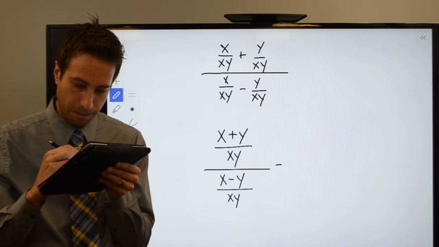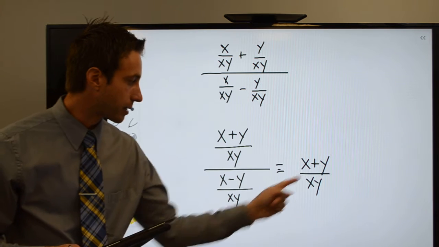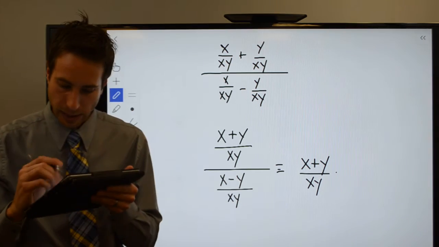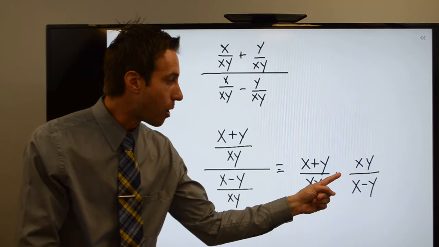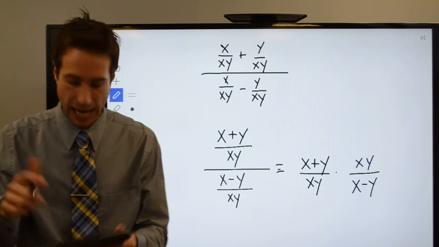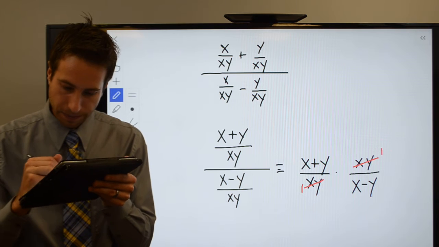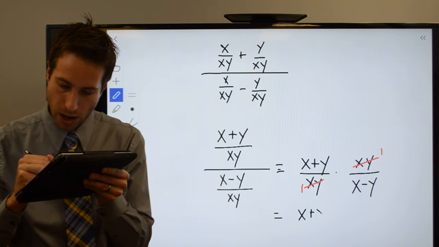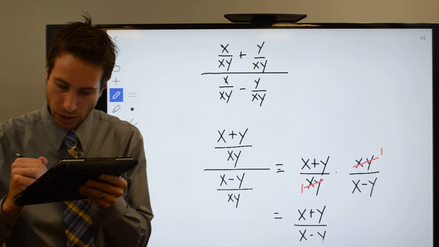Let me write it for you right here. X plus y over xy, that's keeping the top. Division becomes multiplication. Take the reciprocal of the bottom. So we flip it. It's going to be xy over x minus y. Well, now that I'm multiplying fractions, cross cancel if you can. And we can. xy, xy reduces to a 1 and a 1. Well, x plus y times 1 is x plus y, and x minus y times 1 is x minus y.